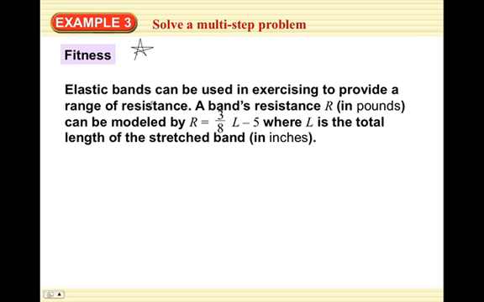But here we go. Elastic band. So think of a rubber band. You know, exercising. There's resistance. Once you start pulling on that rubber band, it gets harder. It gets harder to pull. So there's resistance there. A band's resistance, R, in pounds can be multiplied by the resistance is equal to 3/8 times L, where L means the length of the stretched band, minus 5. So all they did was take this situation and make a function out of it.